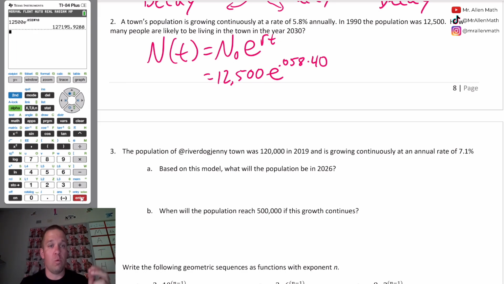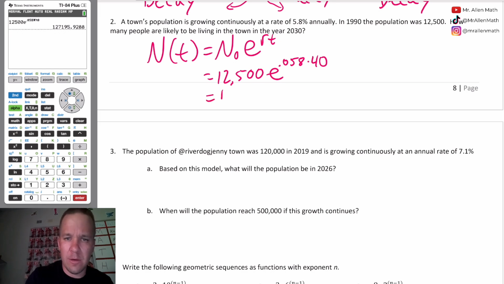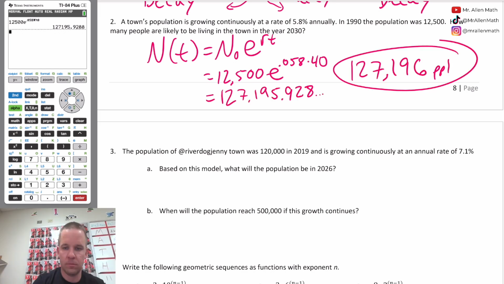We got ourselves, all right, 127,195.9. So let's say 96. 127,196. I forgot already. There we go, 127,196 roughly people, right? That's what the model is predicting there.